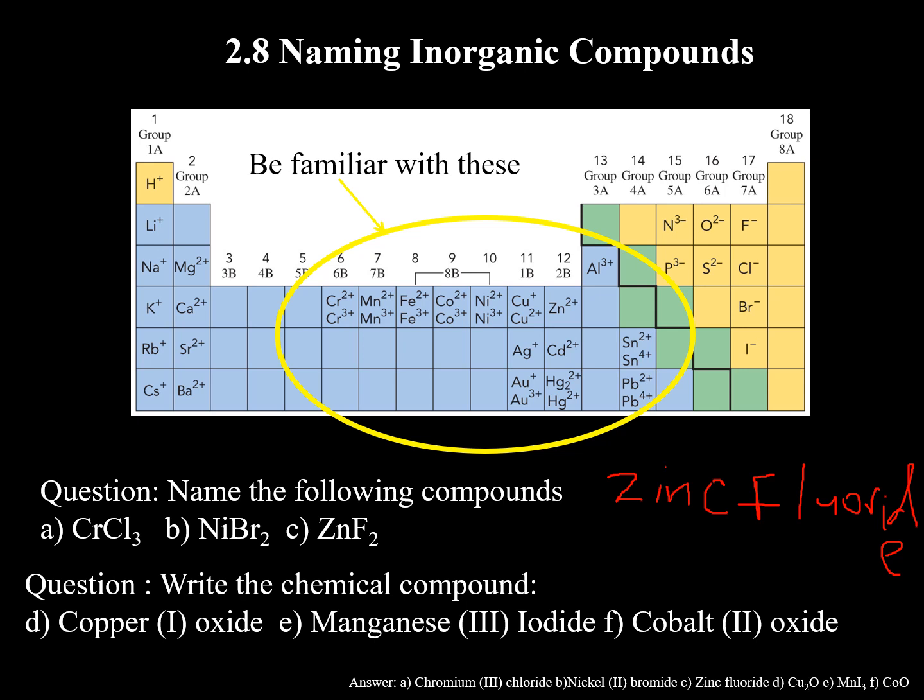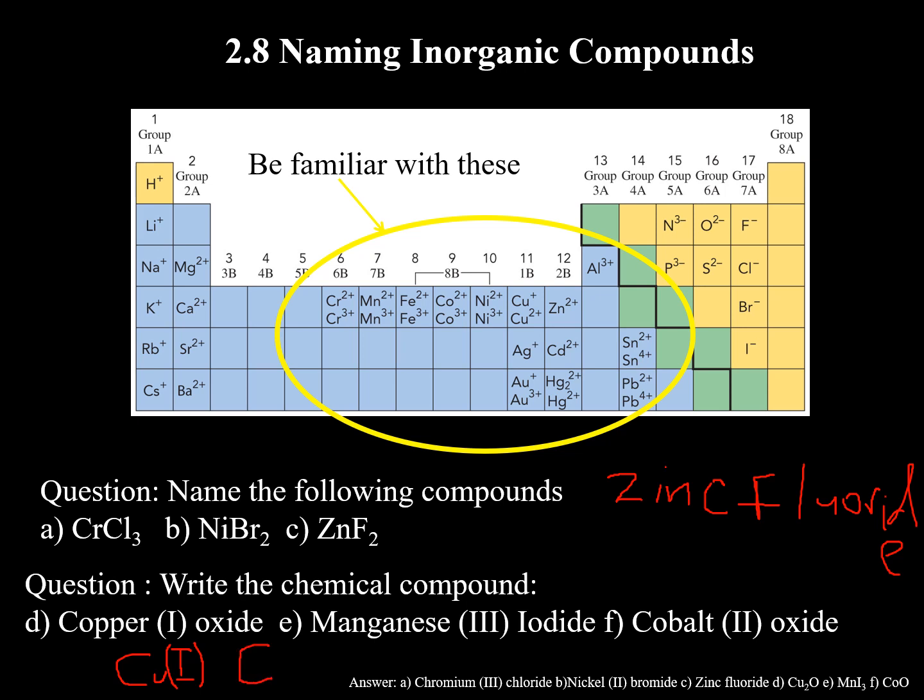At the bottom, write the chemical compound. Let's try the first one. Copper, Cu for copper, will be copper 1. We have to write the bracket. Copper 1 oxide, you're right.